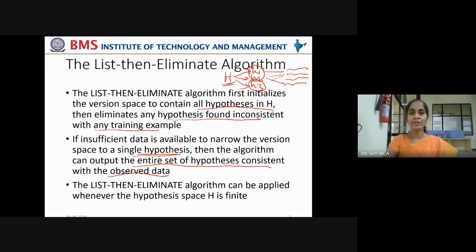It starts with all possible hypotheses and tries to eliminate the hypotheses that are not consistent with the training examples, and it refines better as and when more training examples are given. Now the List-Then-Eliminate algorithm can be applied wherever the hypothesis space H is finite. If it is infinite, this will take lots of iterations to arrive at a general hypothesis. So better apply this only with a finite hypothesis space.